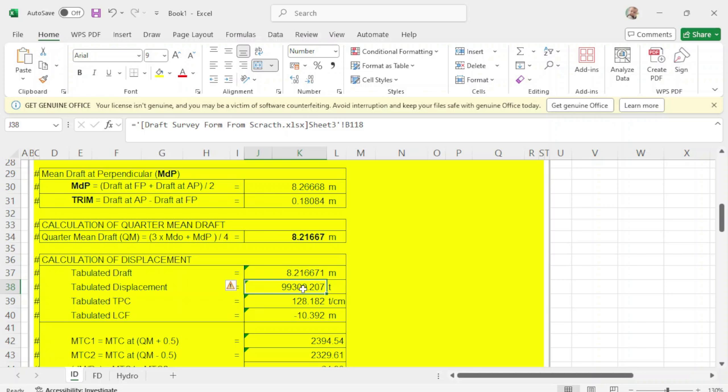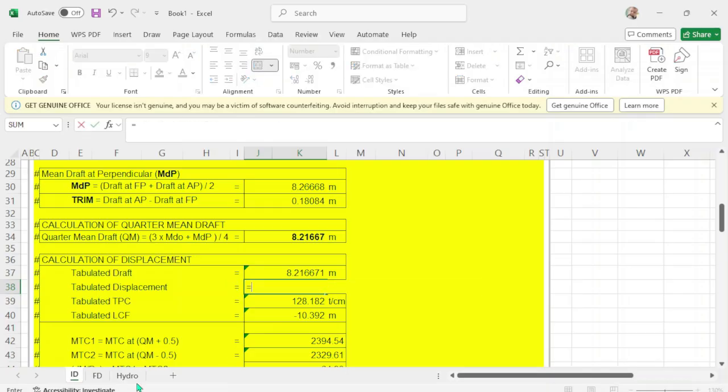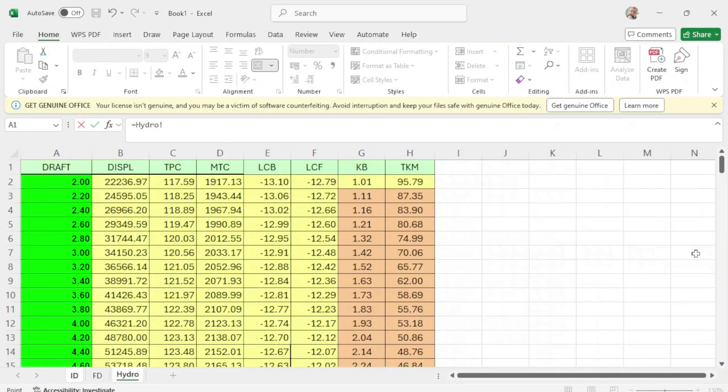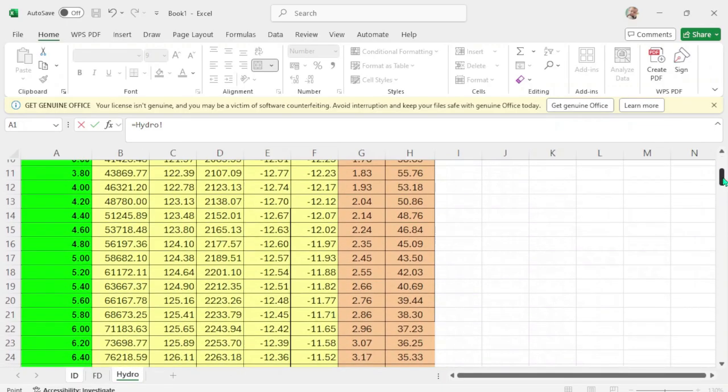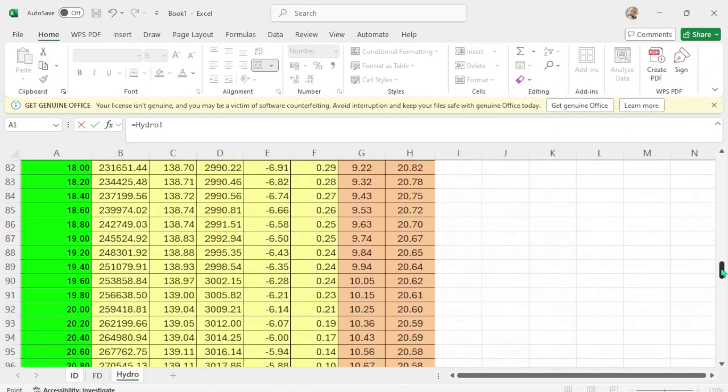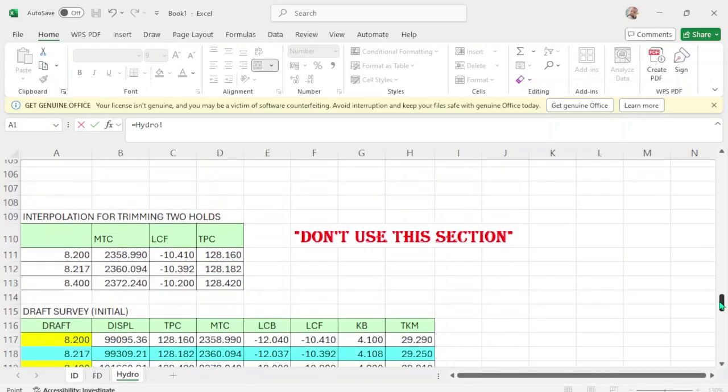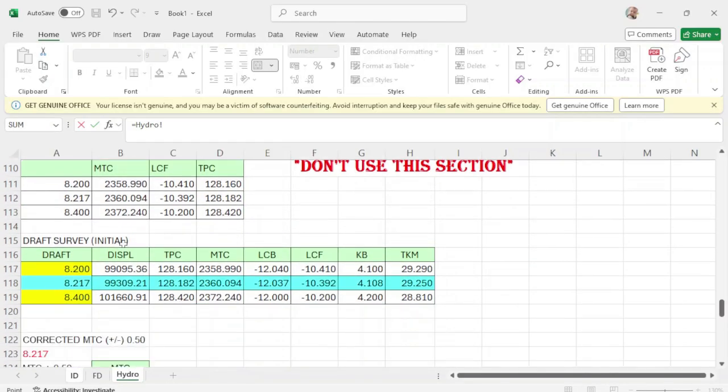You copy this one. Take note, guys. Put equals. This is initial. Then go to the hydrostatic table. Then look for the initial draft. This is your initial draft. Then click. I'm sorry. It's the other way around. Go back.